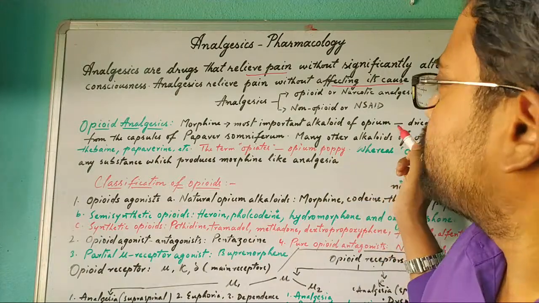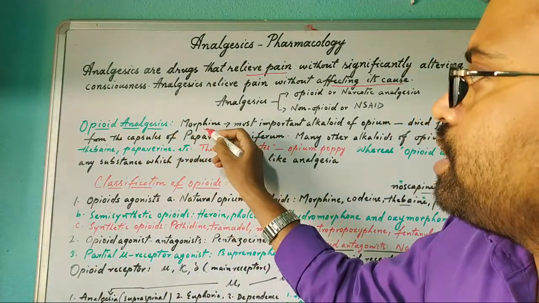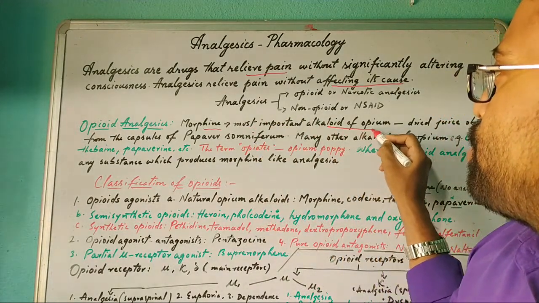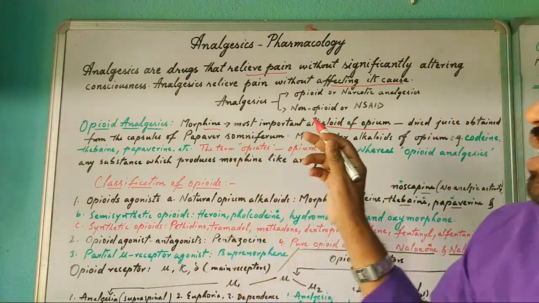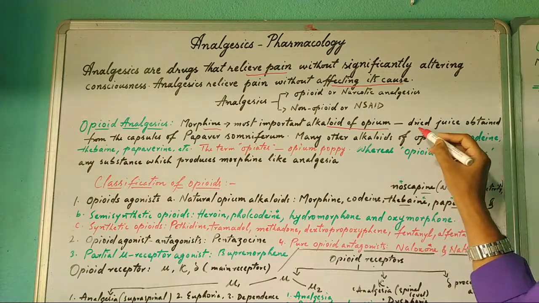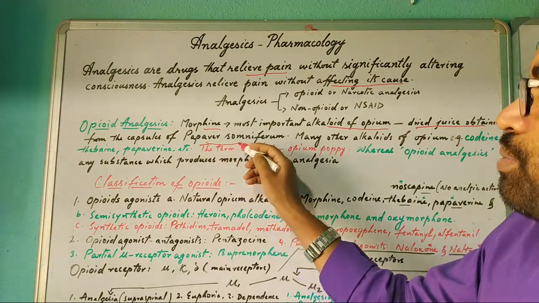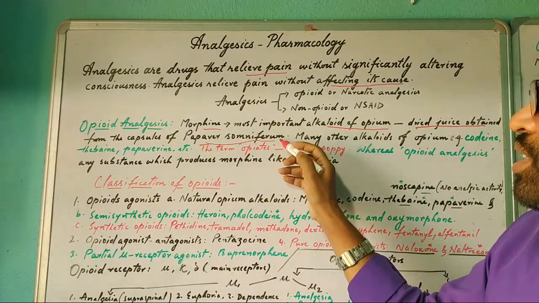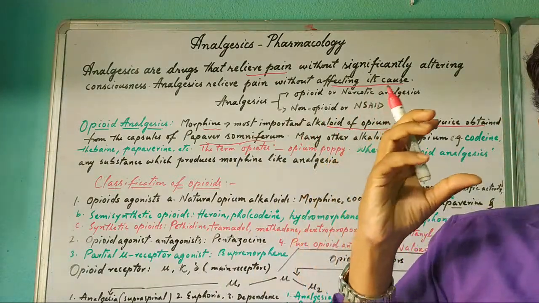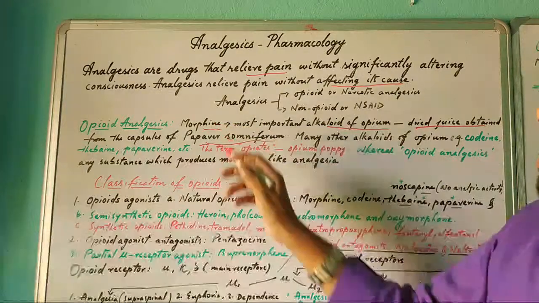Among the opioid analgesics, morphine is the most common. It is the most important alkaloid of opium. It comes from the opium plant, extracted as dried juice from Papaver somniferum. The plant name is Papaver somniferum. It has a capsule, and from that capsule the dried juice is extracted, and that is morphine.